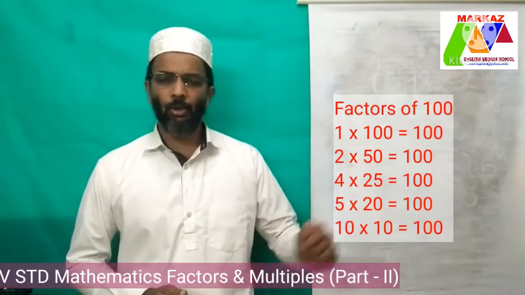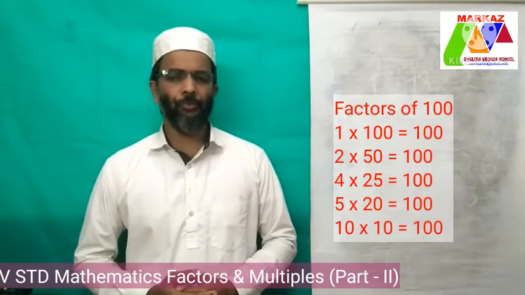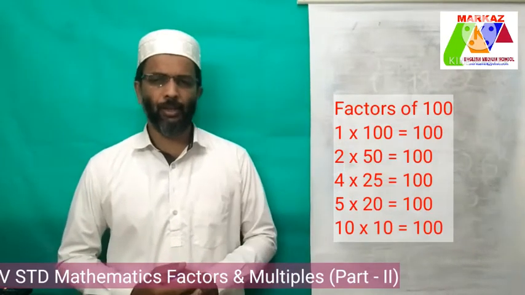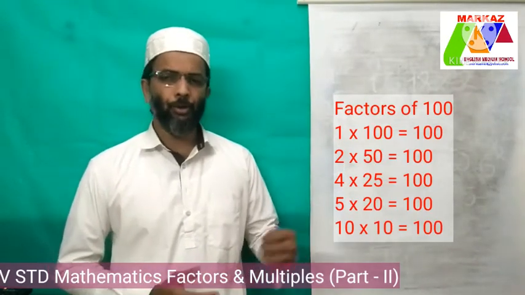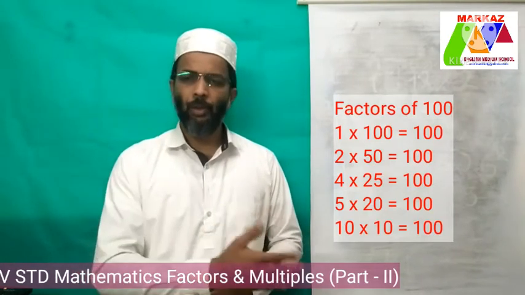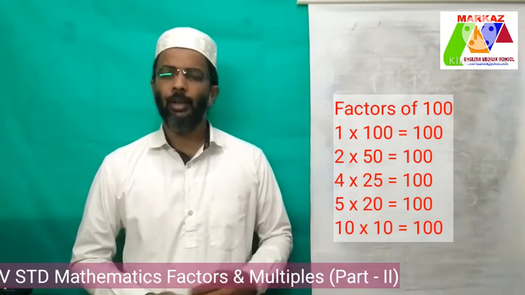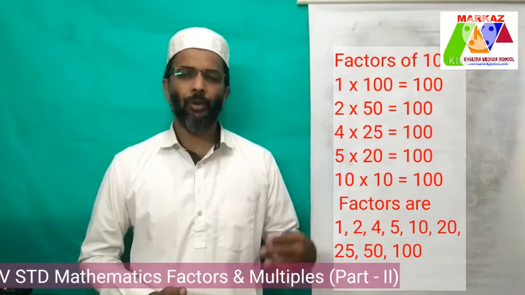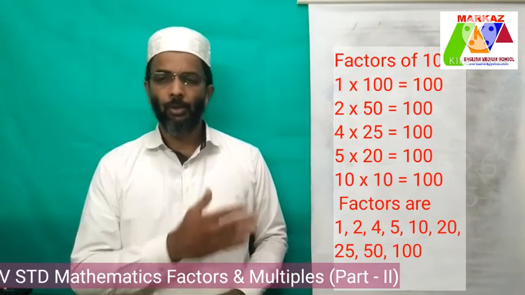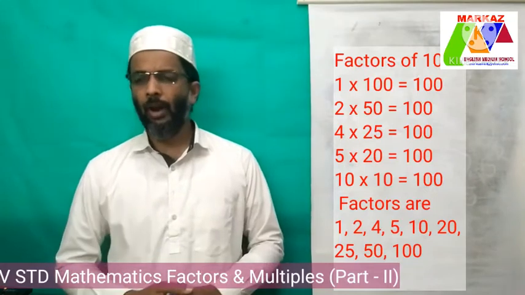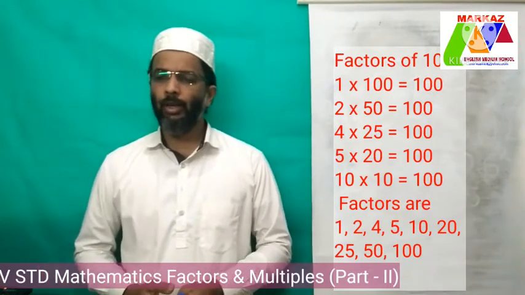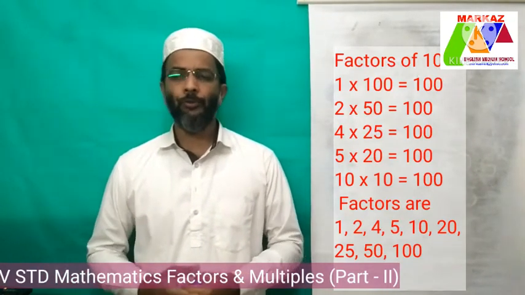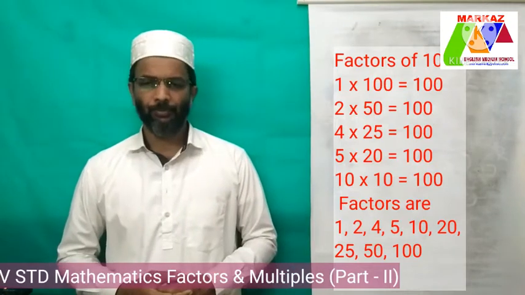1 into 100 is equal to 100, 2 into 50 is 100, 4 into 25 is 100, 5 into 20 is 100, 10 into 10 is 100. Factors of 100 are 1, 2, 4, 5, 10, 20, 25, 50 and 100.